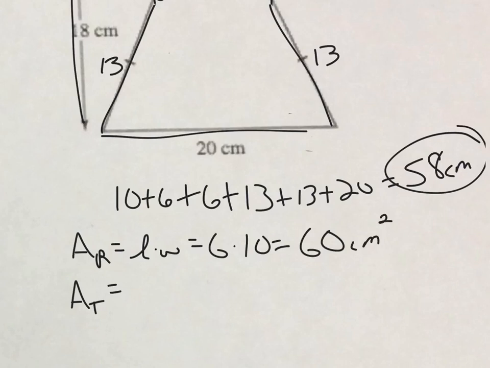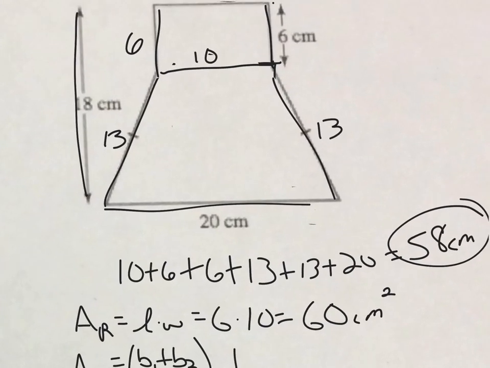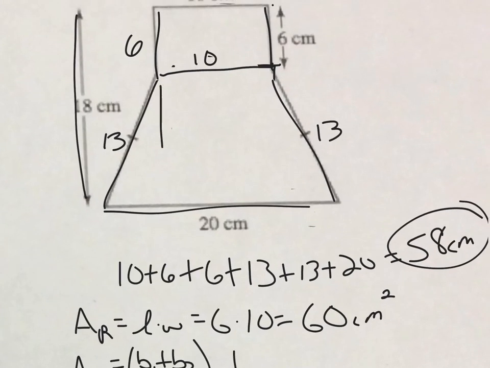Then to find the area of a trapezoid, you do base 1 plus base 2, divided by 2, times your height. My height is this length here. It has to make a right angle with both bases. We did this already when we found the perimeter. We found this was 12 because 18 minus 6 gives you 12.